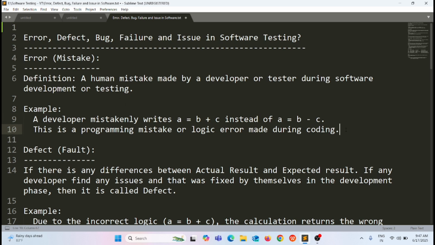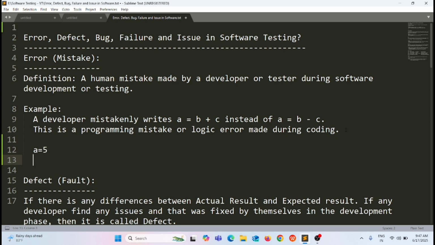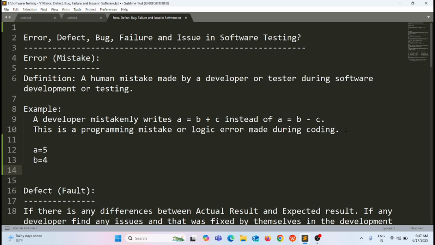Let's take one example. Let's say a equals 5 and b equals 4. My concern is that c equals a plus b. I want to add two numbers a and b. But instead of that, I mistakenly added minus instead of plus. So c equals a minus b. Instead of plus, I made it minus. So here I have written a subtraction.